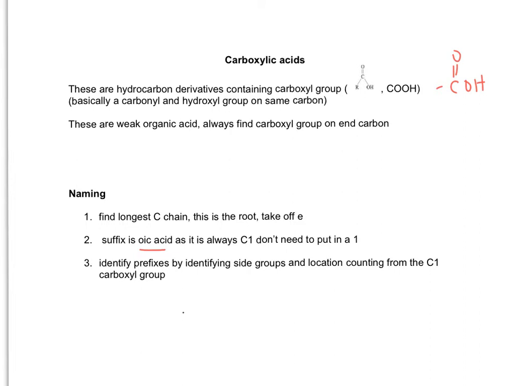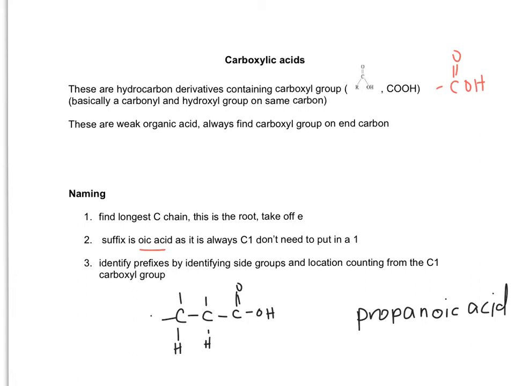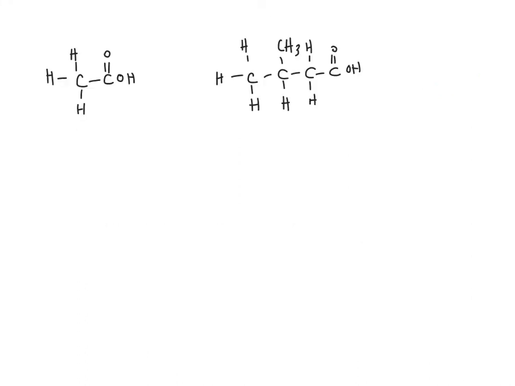So for instance, we have 3 carbons. This has 3 carbons, so the root is propane. So you take off the E and add oic acid. So this is propanoic acid. There's no other side groups, so we don't have to add anything else. Just propanoic acid. All right, let's take a look at these structures.